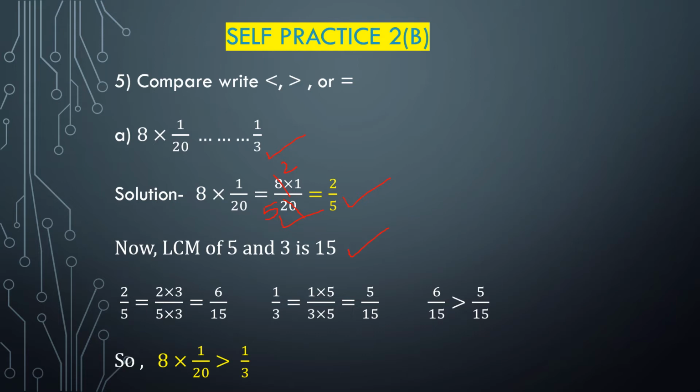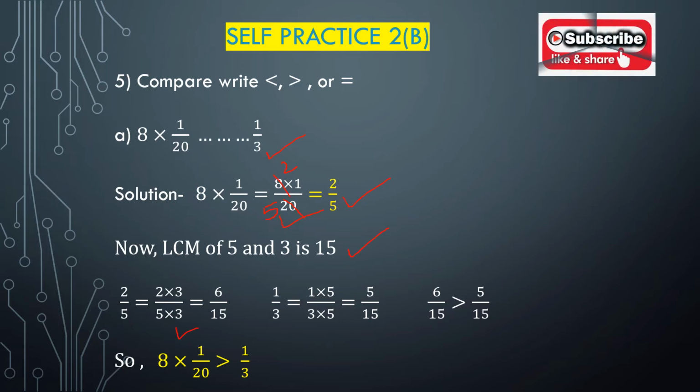2 divided by 5: we know denominator 5 multiplied with 3 is 15, that is equal to the LCM. So multiply the numerator and denominator with the same number 3. Multiply the numerator 2 with 3 is 6 and denominator 5 multiplied with 3 is 15. Now we get 2 divided by 5 is 6 divided by 15.